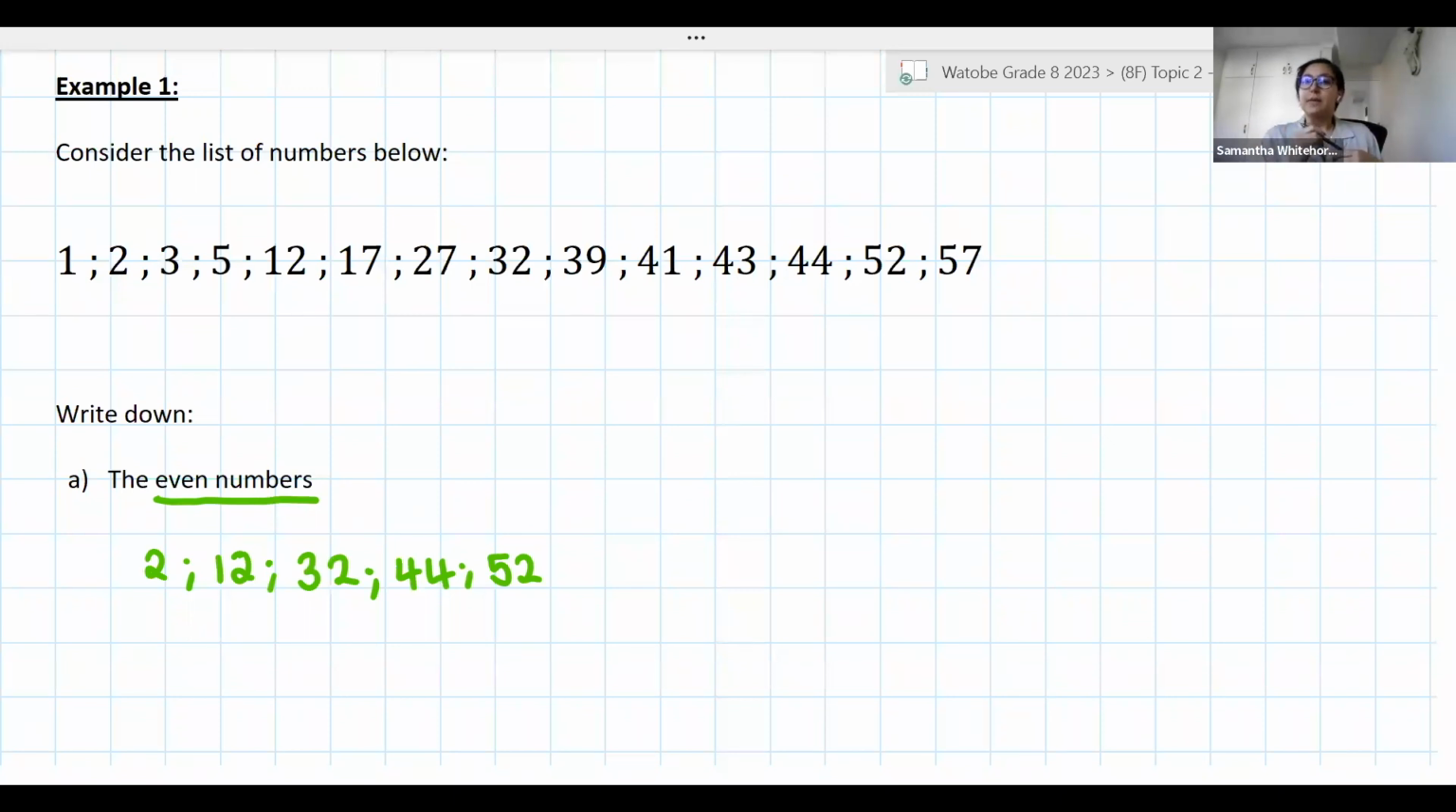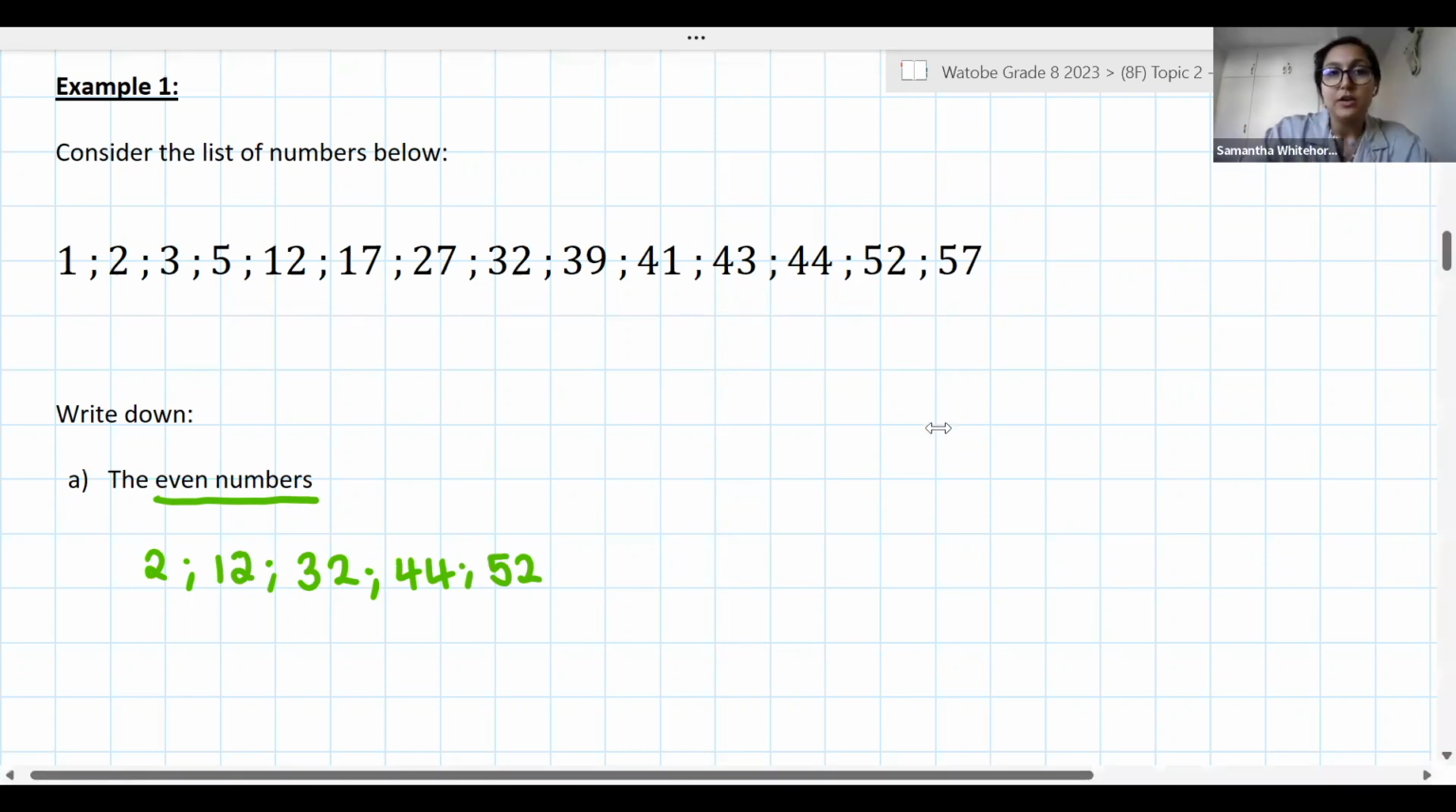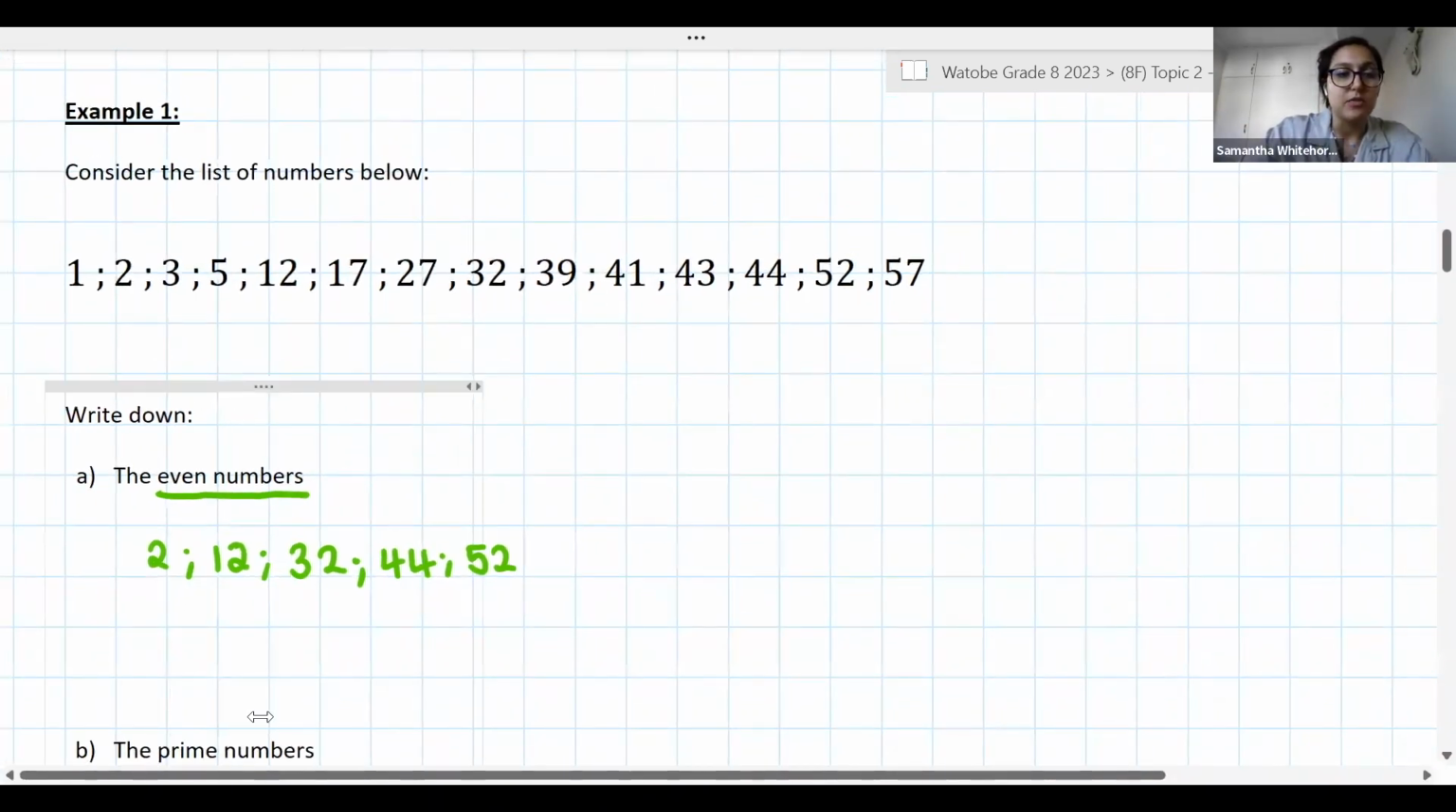So as long as our number can be divided by 2 with no remainder, we have an even number. Right, very, very nicely done. So that was our first question. Let's just move this up a little bit.